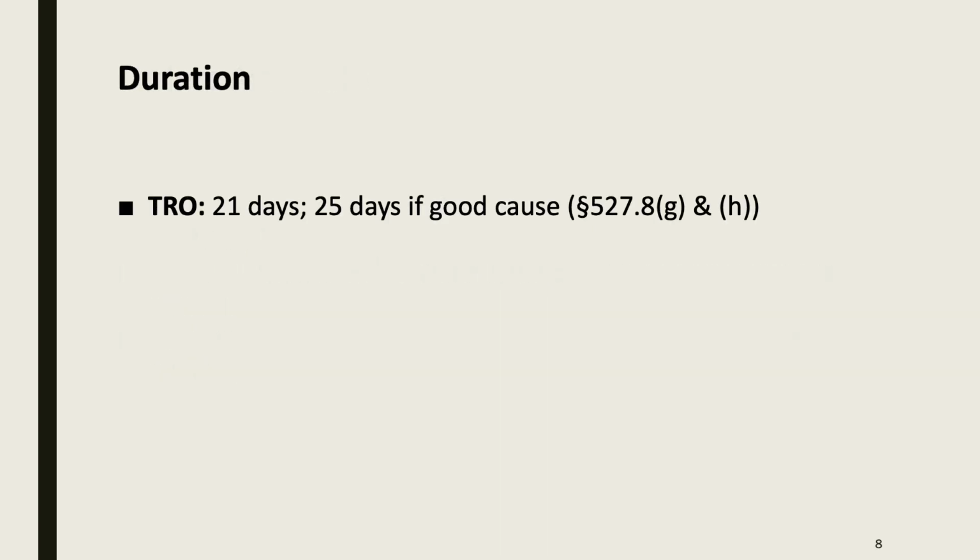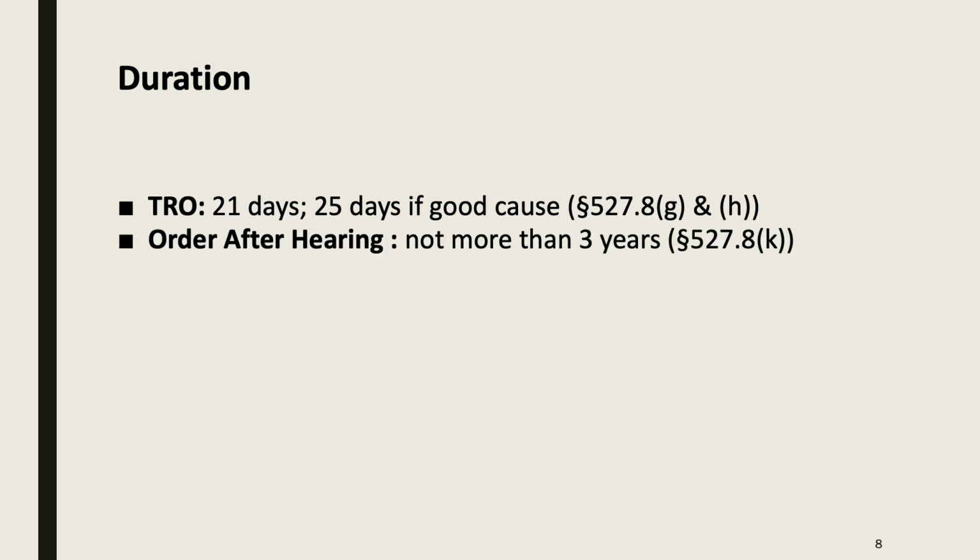As is the case with temporary restraining orders we've looked at before, the temporary restraining order is a very short-term order. It lasts 21 days, 25 days if the court finds good cause. Again, those are calendar days, not court days. An order after hearing can last not more than 3 years.